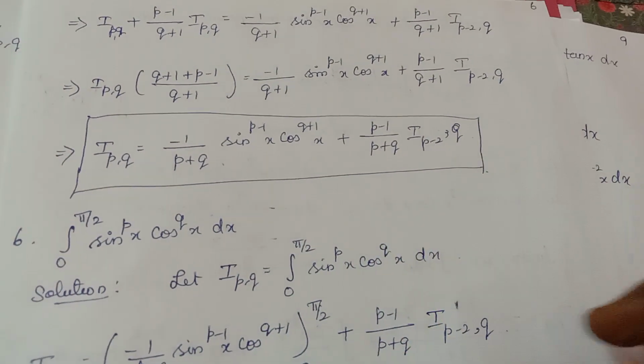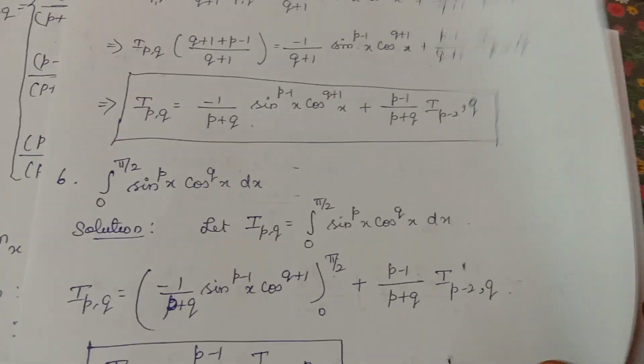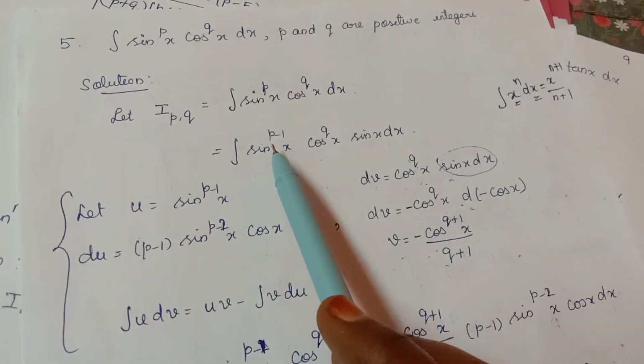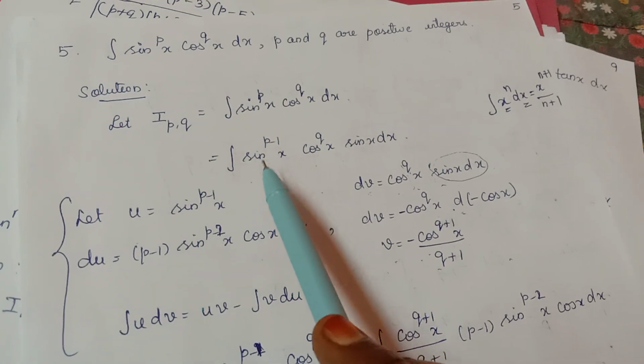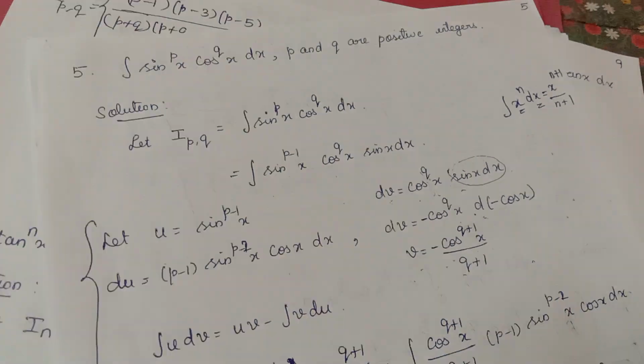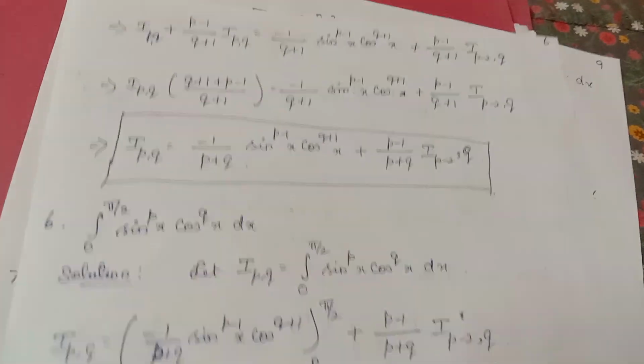So this is the reduction formula for sin power p into cos power q x. See here, in the beginning I have reduced the power of sin. In the same way, you can keep sin as it is and reduce the power of cos. A slight difference will be there in the final formula. Okay, right.